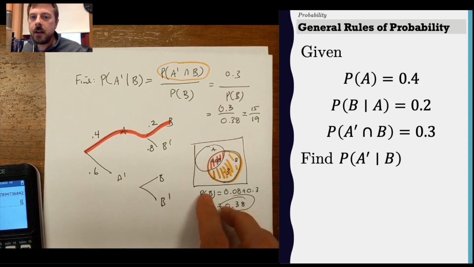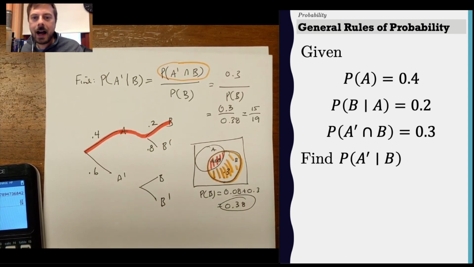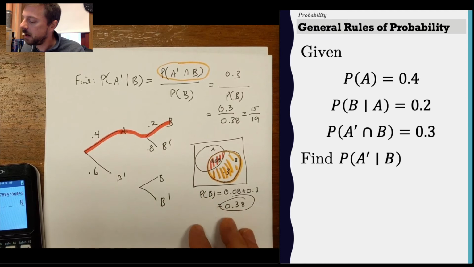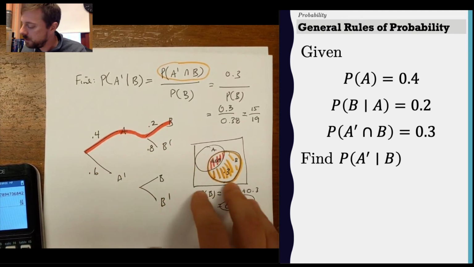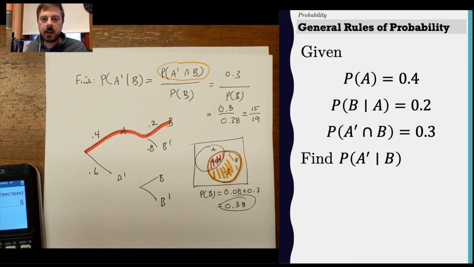And there you go. Technically, I could have figured this out without using a tree, and I probably could have figured this out without using a Venn diagram. But in this case, using both of them helped me navigate the problem in a nicer way. Beautiful.